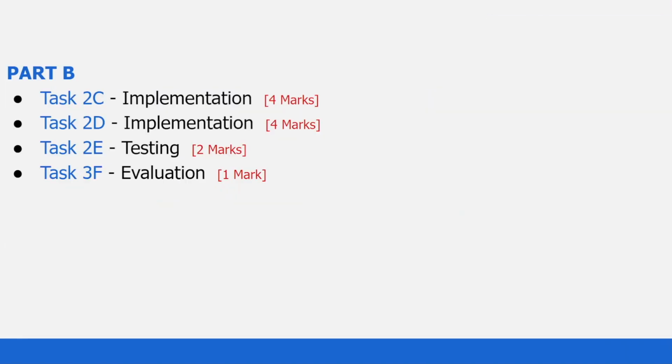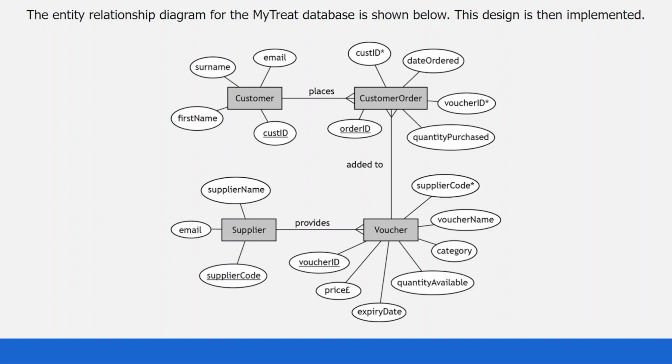Now that we've completed part A, we would hand this to our teacher and move on to part B. In part B, we have got 2 SQL implementation tasks, a testing task and an evaluation task. Before we move on to these tasks, we're provided with an entity relationship diagram. This entity relationship diagram shows how the different entities are related and the design that was implemented.